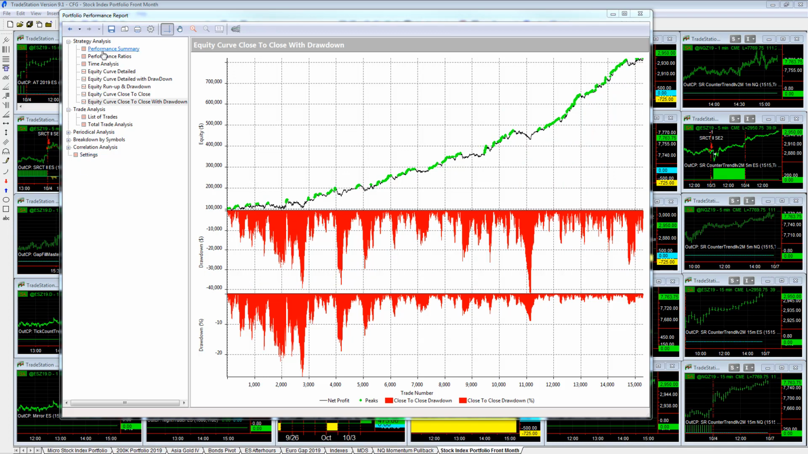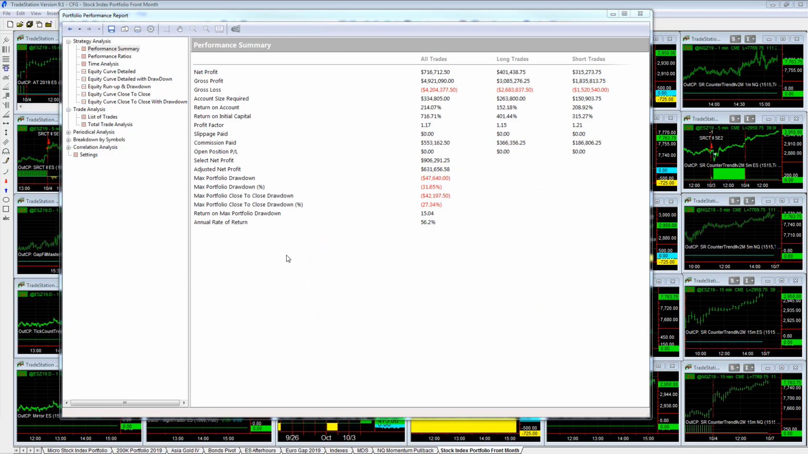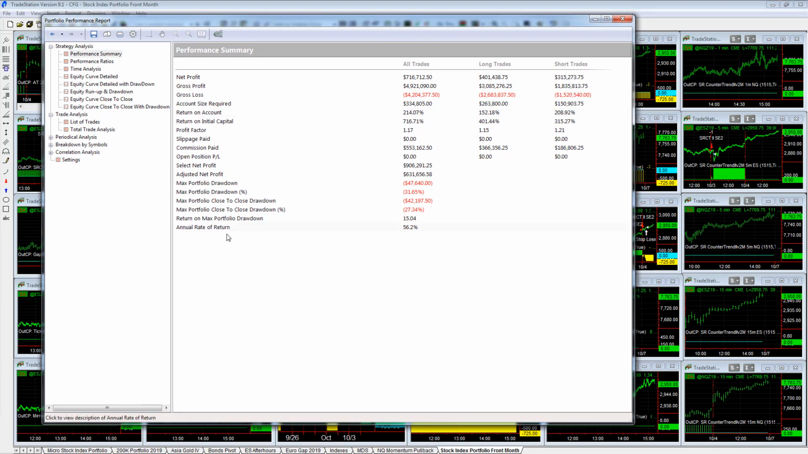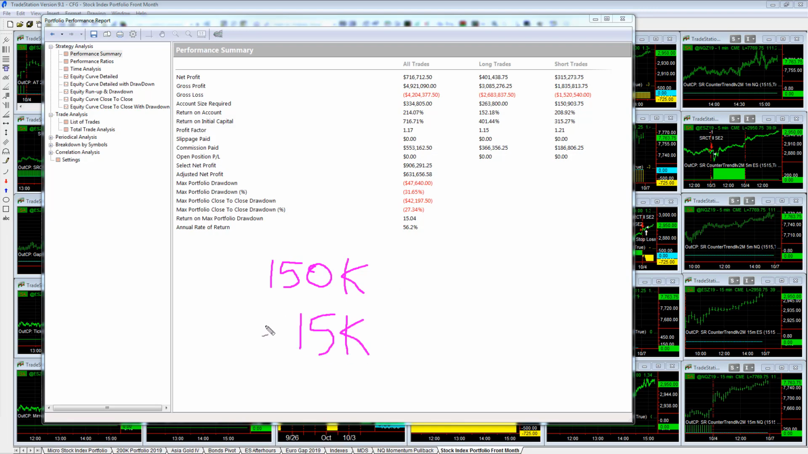Let's take a look at the other stats. Let's look at the performance summary. So here is the latest statistics for this on the performance summary. Now you can trade this with the minis, mini S&P or mini Nasdaq, with about 150K and about 15K on the micros. So if you want to trade this on the minis, you have 30 algorithms. You need about 150K to cover margin plus drawdown. On the micros, you need about 15K because the micros are 1/10.